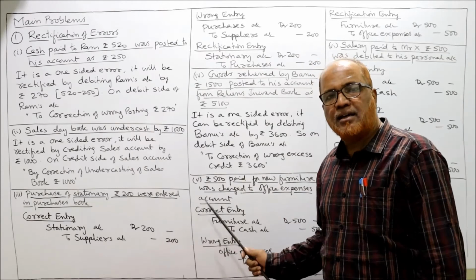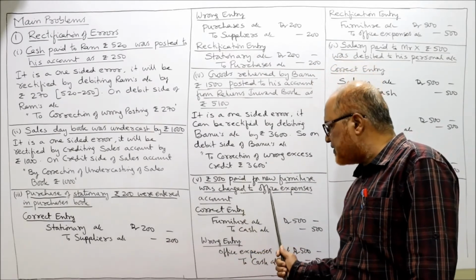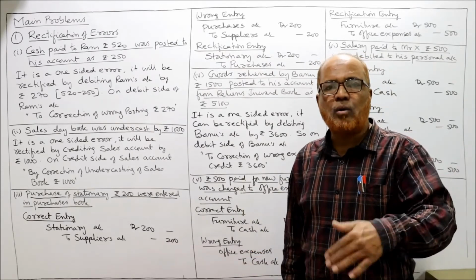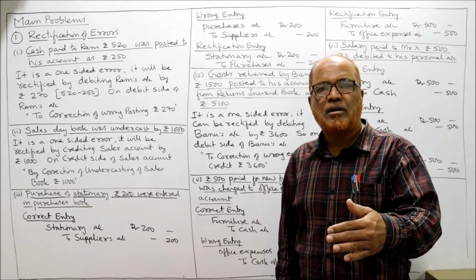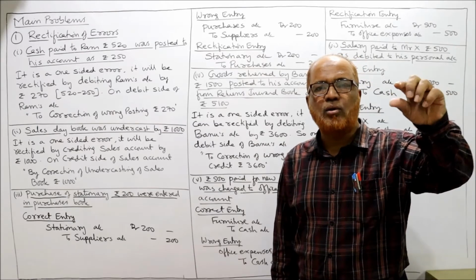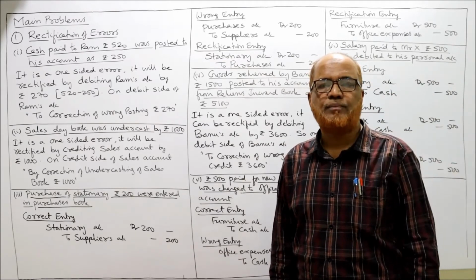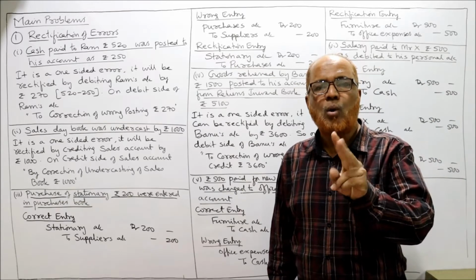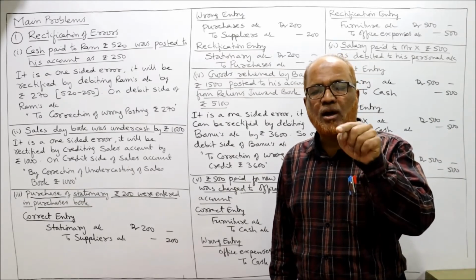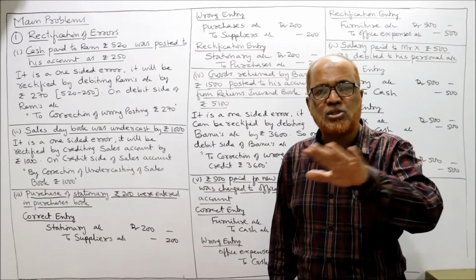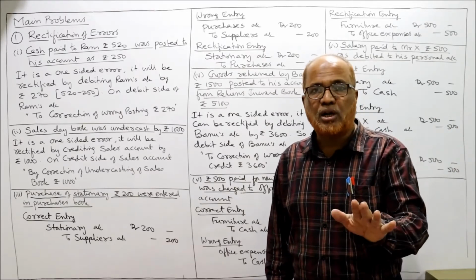But by mistake, it was charged to office expenses account. The accountant has committed a mistake. Instead of debiting furniture account, he has debited office expense account. So it's a two-sided error. One error: furniture account should have been debited, but he has not debited furniture account.